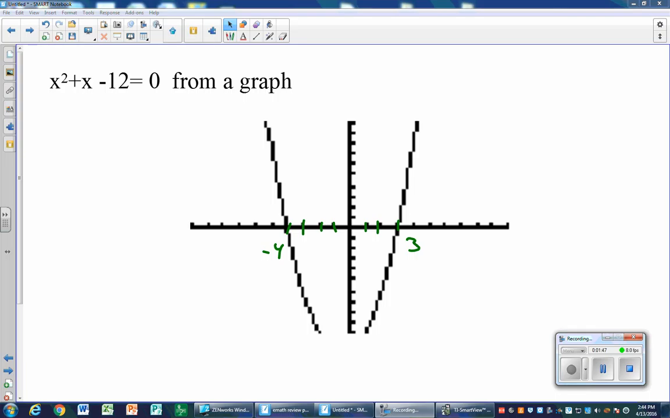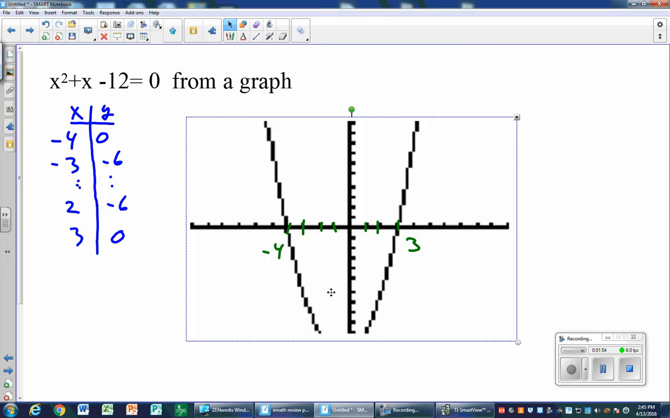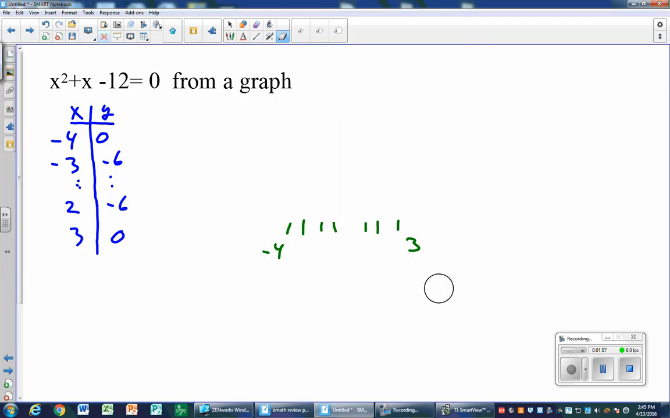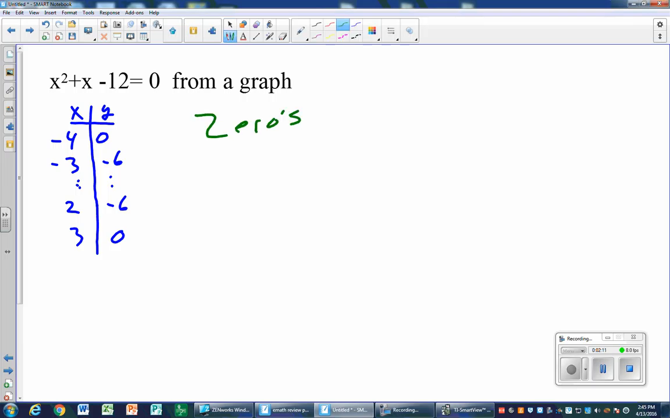So just to show our work, we can grab a table, and we don't have to copy the whole table down. We only have to copy the important features and a number before or after so that we understand what's happening here. So now that we've looked at the graph and confirmed it on the table, the zeros are -4 and +3. The zeros are also known as the roots. The roots are -4 and +3.